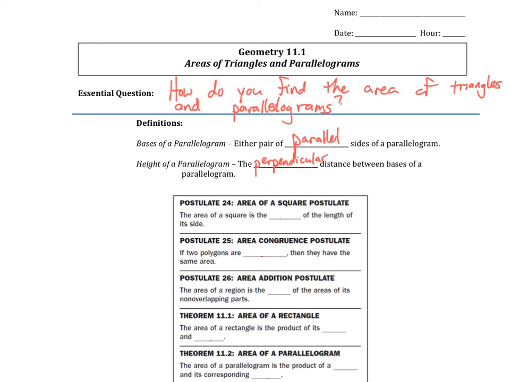All right, so starting chapter 11. Chapter 11, we get into areas of all the different polygons we covered. And the first shapes we're going to talk about are triangles and parallelograms. So how do you find the area of triangles and parallelograms? Just a refresher of some definitions.